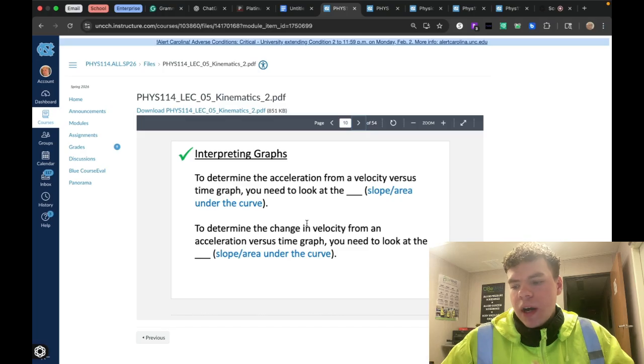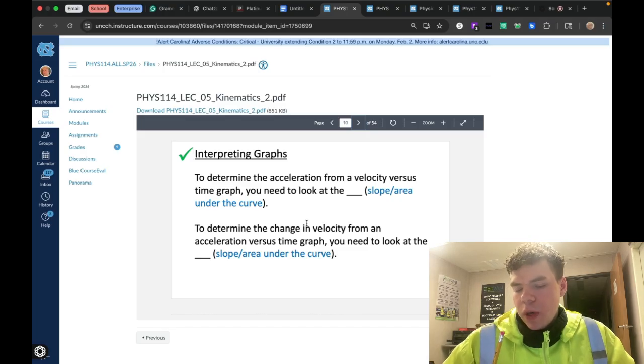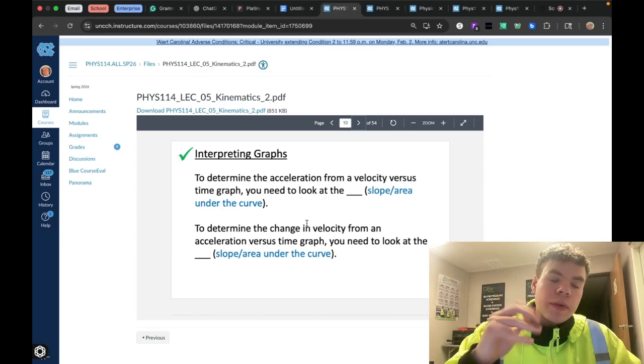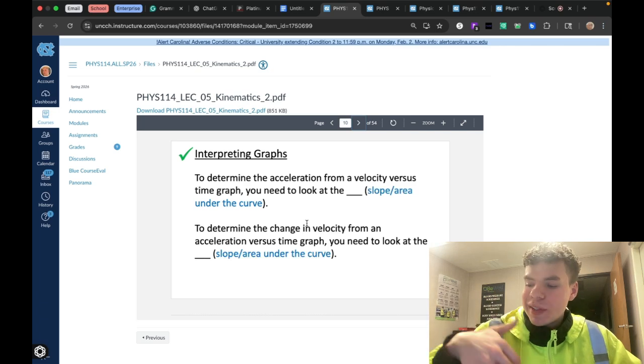So if we wanted to find the total displacement, or change of position, we would look at the area under the curve of the velocity graph. So if we wanted to take the integral of that... because remember, not the integral, the derivative. The derivative of the position graph is the velocity graph. The derivative of the velocity graph is the acceleration.